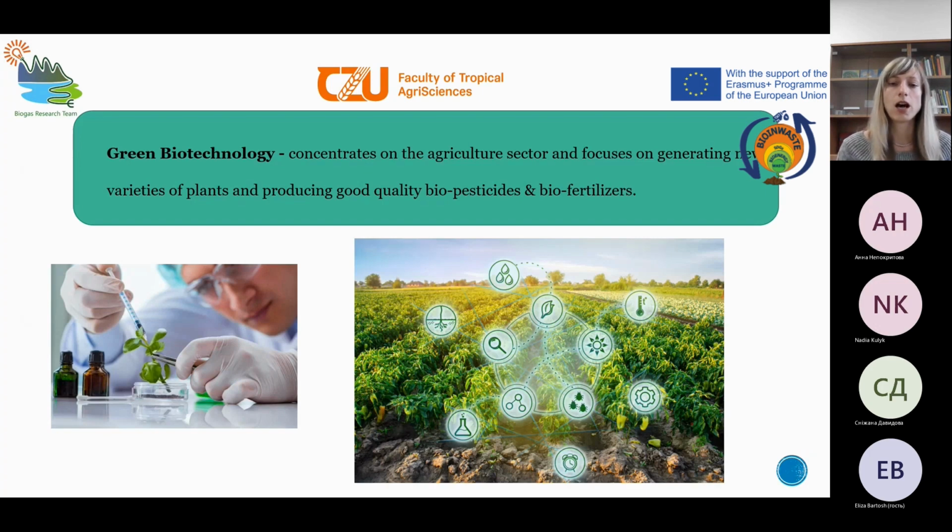Green biotechnology is conceptualized in the agriculture sector, focusing on using new varieties of plant production, of better quality, different types of products, especially biopesticides and biofertilizers. So it's also very important for our life. And there is also interaction between gray biotechnology and green biotechnology. And specialists mostly understand that this type of biotechnological process all the time impacts our life.